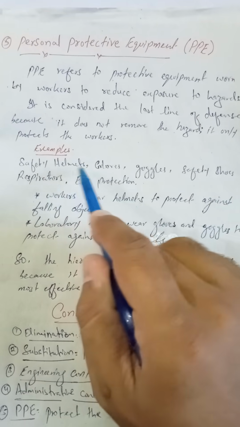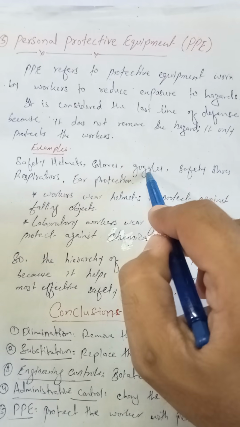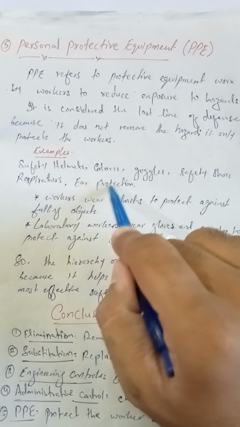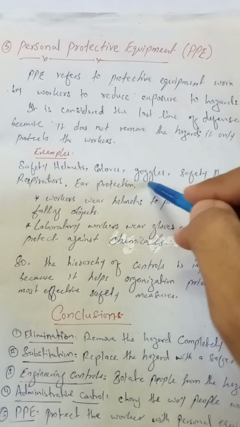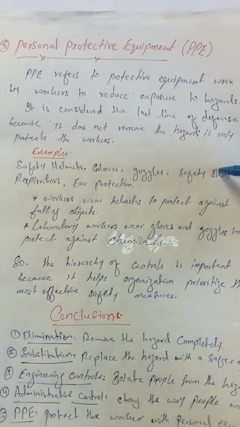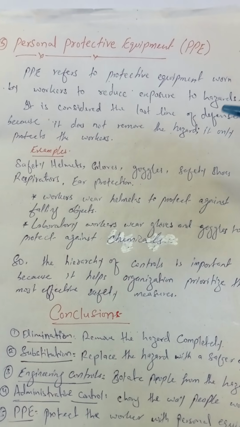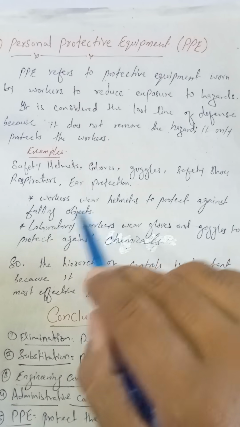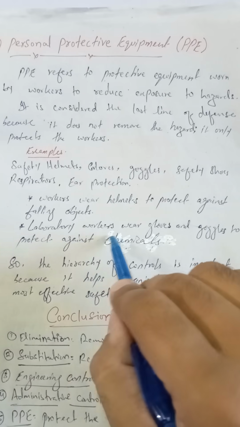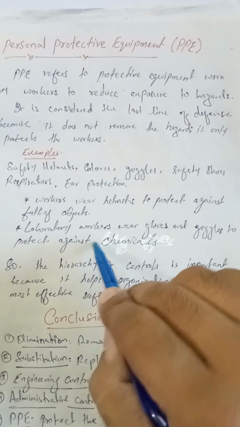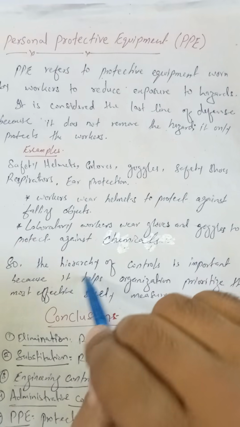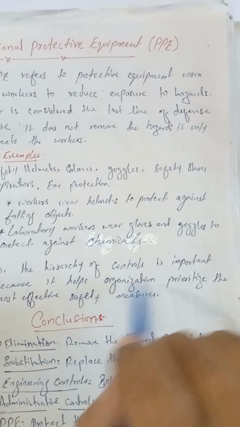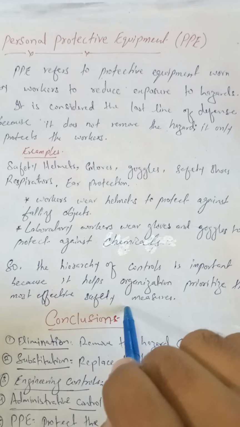For example, safety helmets, gloves, goggles, safety shoes, respirators, and ear protection for heavy noise. Gloves protect from chemicals and oils, goggles protect the eyes, and safety shoes protect our feet. Workers wear helmets to protect against falling objects. Laboratory workers wear gloves and goggles to protect against chemicals. The hierarchy of controls is important because it helps organizations prioritize the most effective safety measures.